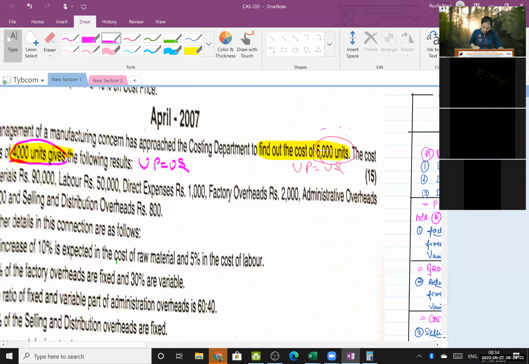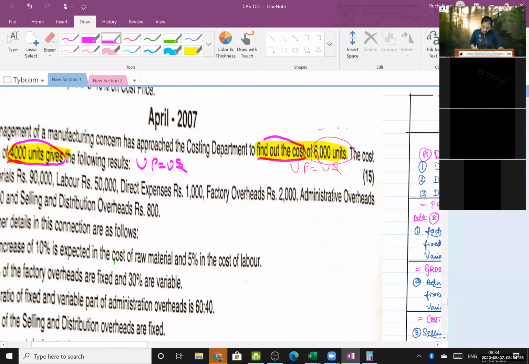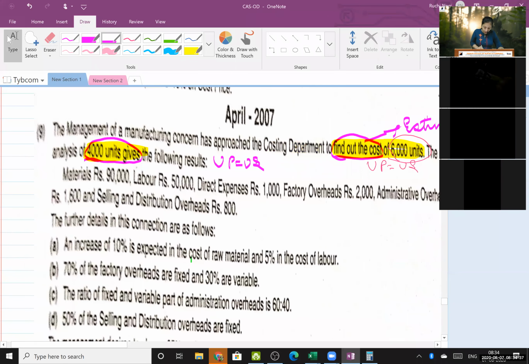So the one you have to find is the estimated year. And the one which is given to you is your current year. So this is the current year's units produced and units sold.